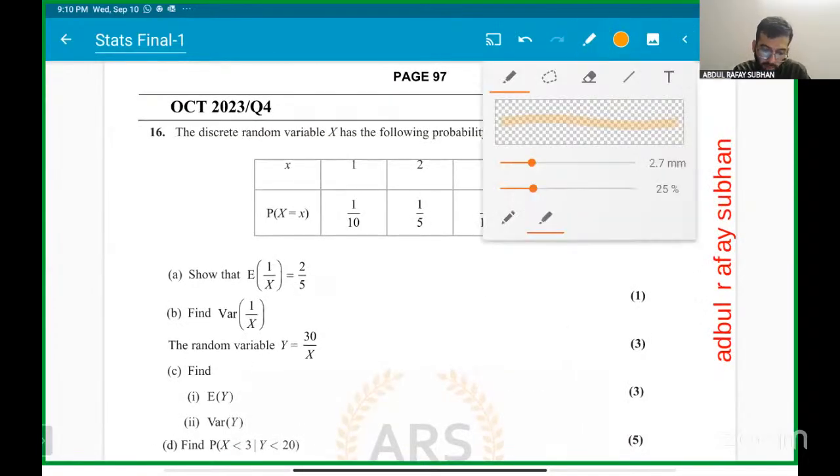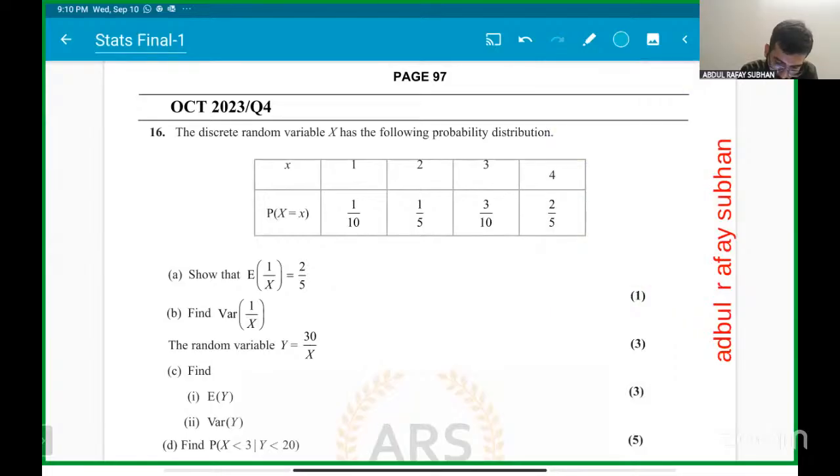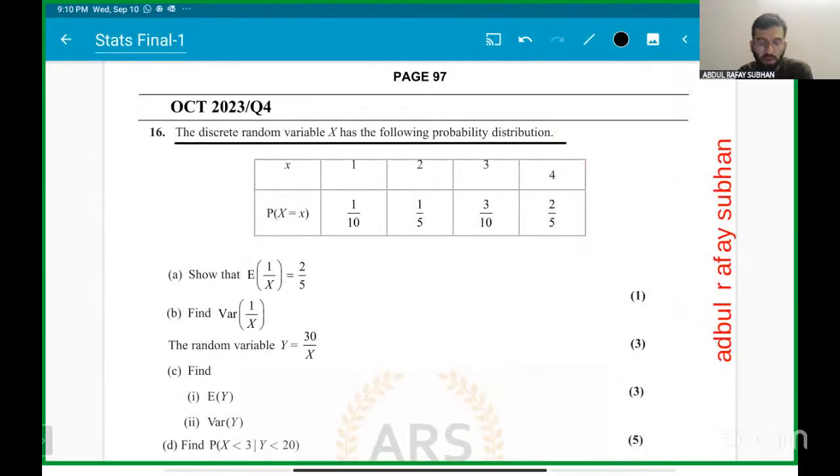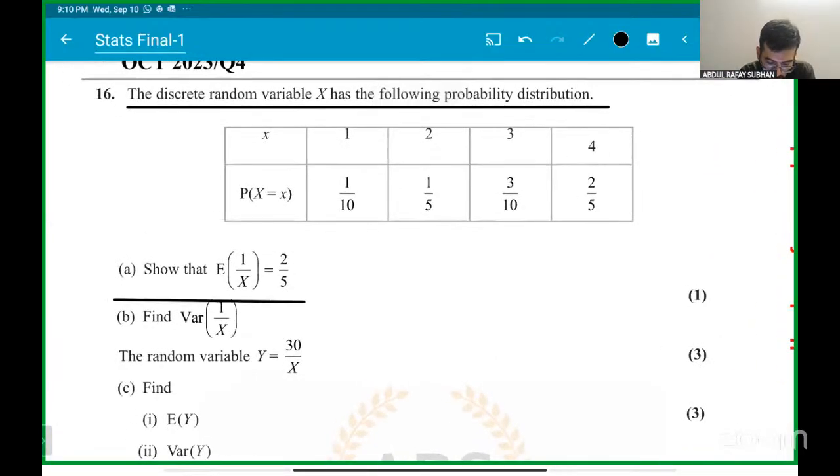So what we have is basically the discrete random variable X, which has the following probability distribution. X values are 1, 2, 3, 4. Again, the probabilities are given. Show that the mean of 1 divided by x is 2 over 5. Find the variance of 1 divided by x. This is what we have to do. Is everyone getting it? Understanding, students following?